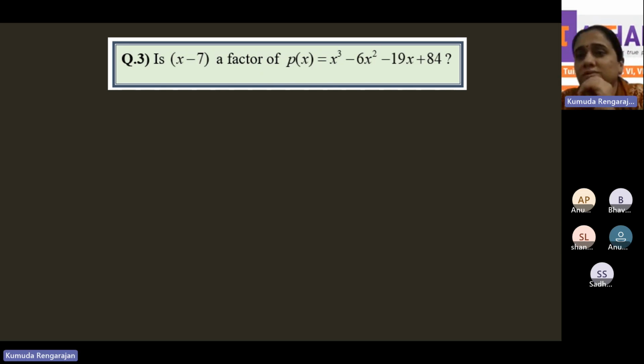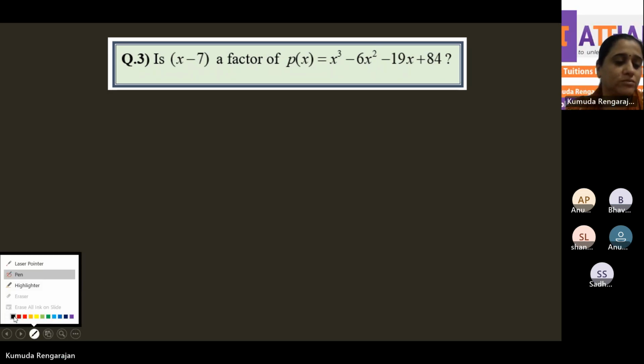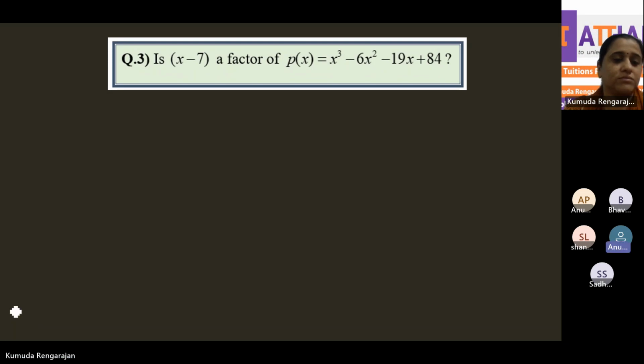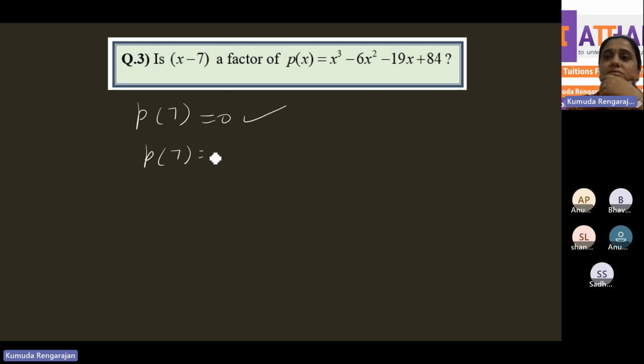So what should we find here, children? Should we write P of 7 is equal to 0? How many of you say yes? How many of you say no? Should we write P of 7 is equal to 0? No, ma'am. Or should we find P of 7? And we should find P of 7.